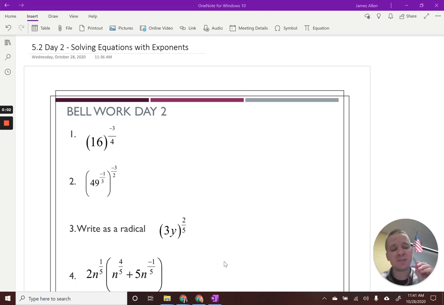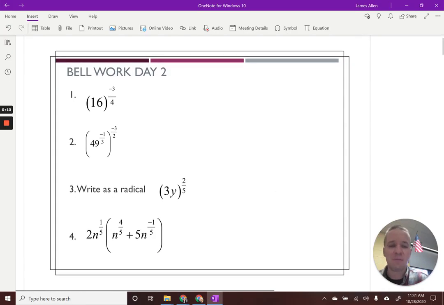Time for day 2 here. We're going to be solving some equations with exponents. But first, I want to do a little bit more Bellwork, some problems like we had yesterday here. So some lovely Bellwork problems. Let's start with number 1 here.